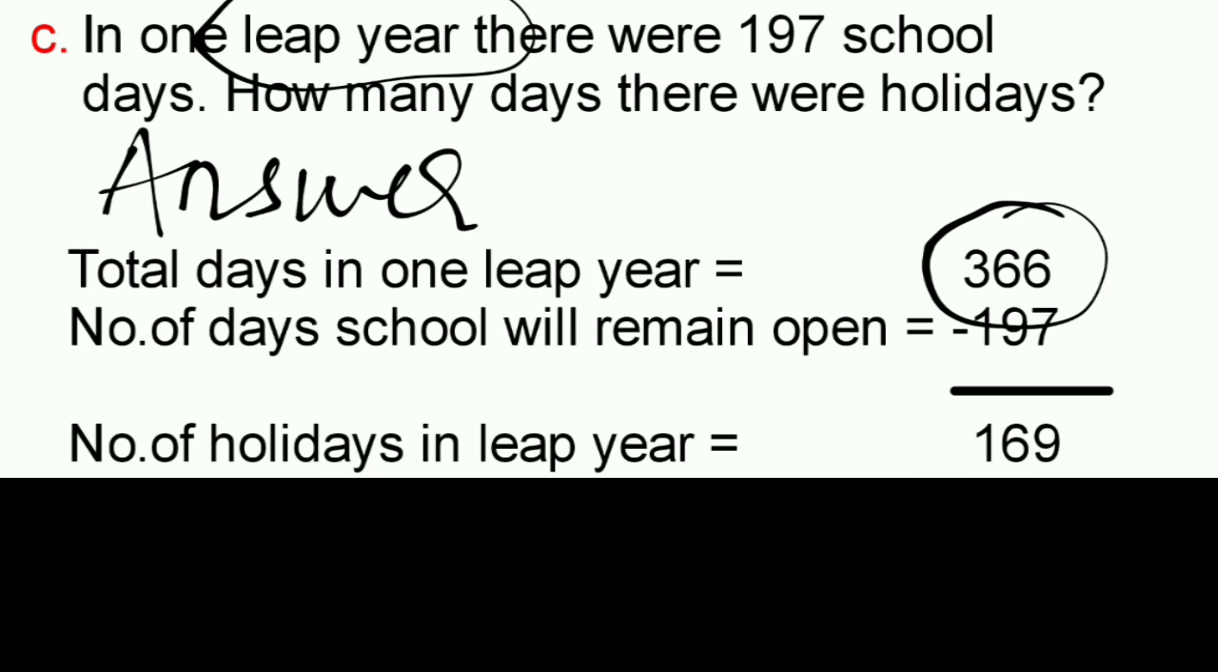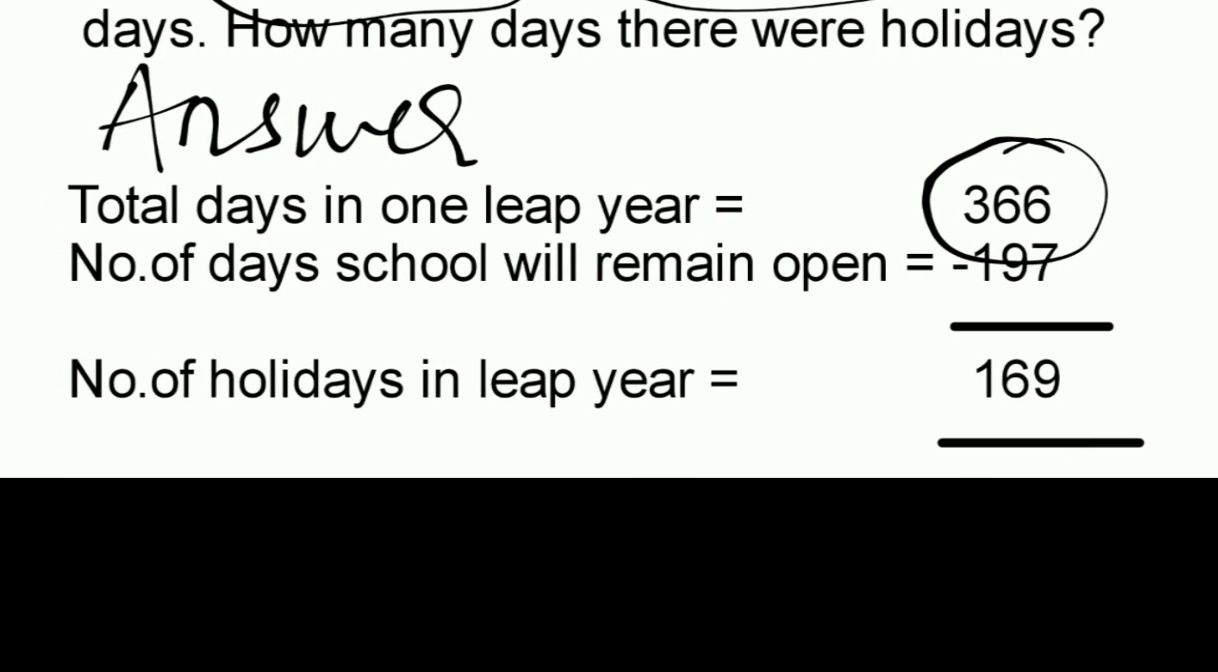And the number of days school remained open is 197. So how many days were holidays? We have to find the holidays. So the number of holidays in a leap year: leap year minus the days school remained open, then the answer will come 169. So 169 holidays in a leap year.